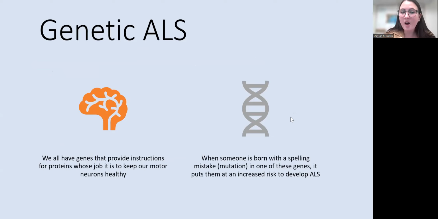So we all have genes that are supposed to be making proteins that are supposed to be keeping us healthy from motor neuron disease. So they're supposed to be protecting our motor neurons. However, if you are born with a mistake, a spelling mistake in one of these genes, which again we call a mutation, that can put you at an increased risk to develop ALS in your lifetime.